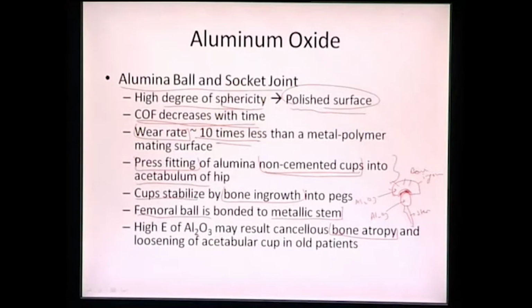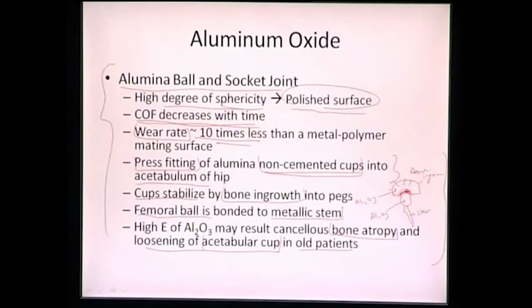So that is one problem which can lead to bone atrophy, and it can thereby lead to loosening of the acetabular cup, specifically in old patients. So that is one problem we can face with aluminum oxide, and that part needs to be counteracted with a certain mechanism.